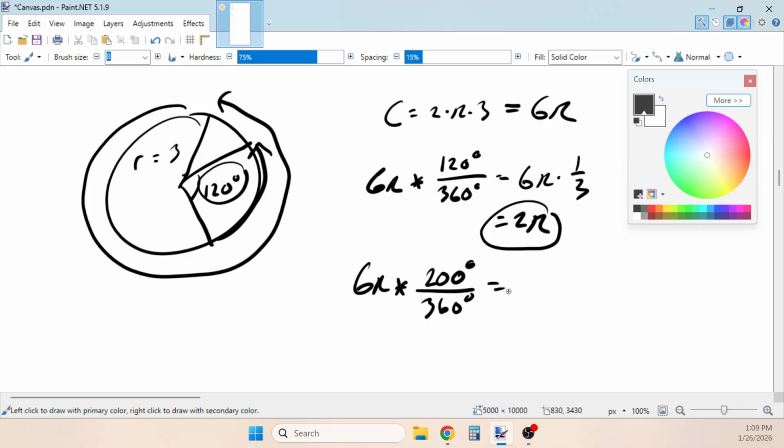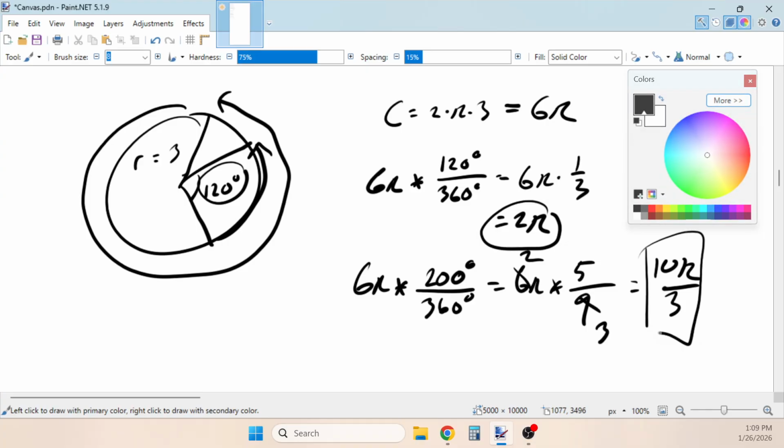And I could cancel. Let's see, 40 goes into pi over 3. That is how far this much of the circle.